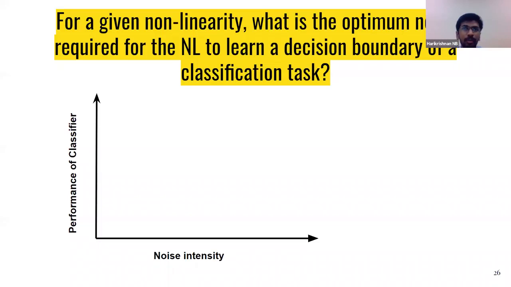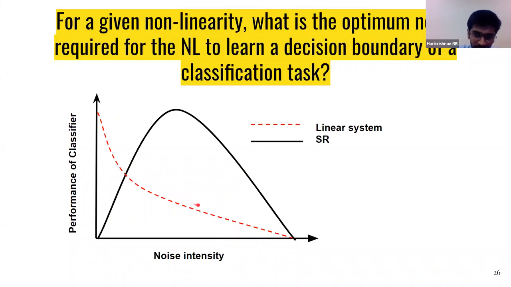So that phenomenon is called stochastic resonance. We'll come to that. Now let us try and understand two kinds of system. One is a linear system. For a linear system, if you add noise to the input, the performance of the linear system degrades. But there are certain non-linear systems where, if you add an intermediate amount of noise, the performance of the system increases. And for an intermediate amount of noise, the performance is at its peak. Such a phenomenon is called stochastic resonance.